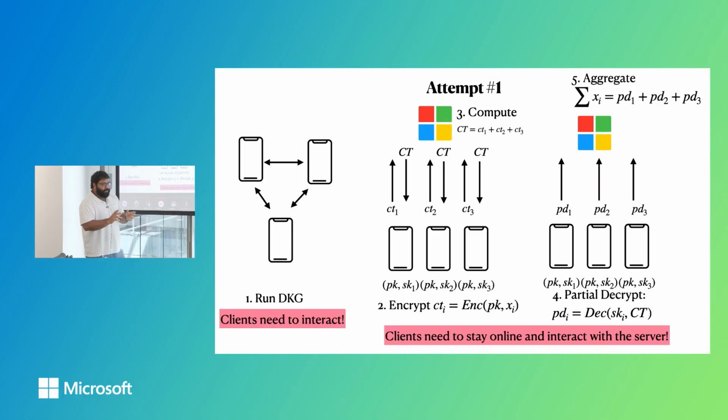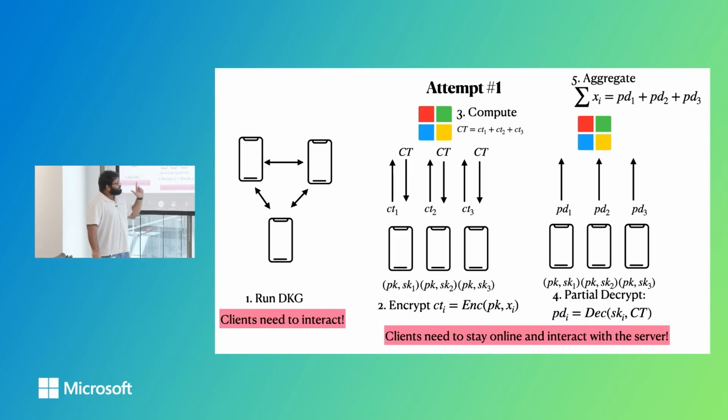We could say that if we have some kind of threshold assumption, we can afford up to some small threshold number of parties to drop off. But even then, it's not great that the clients need to stay online, right? So this is attempt number one, and we can't do it. One thing that kills it is that we need to run this DKG. Okay, so what we want is a one-shot protocol in some sense, right?